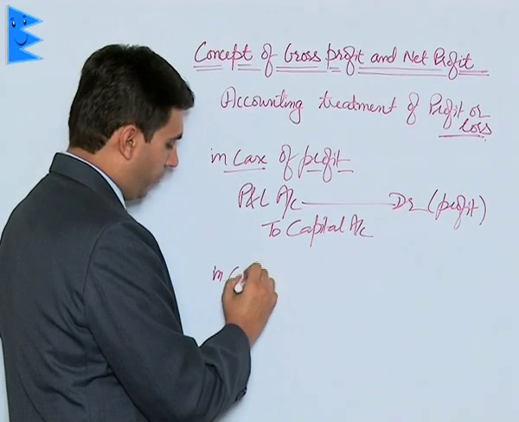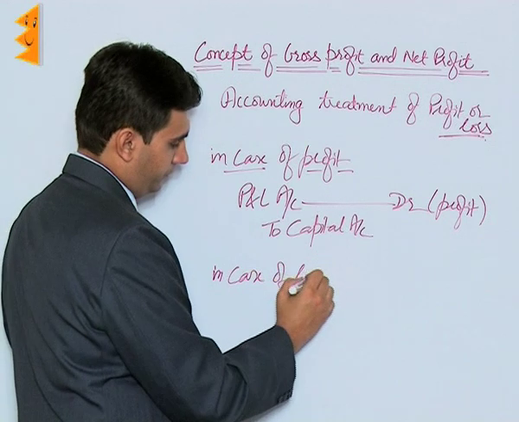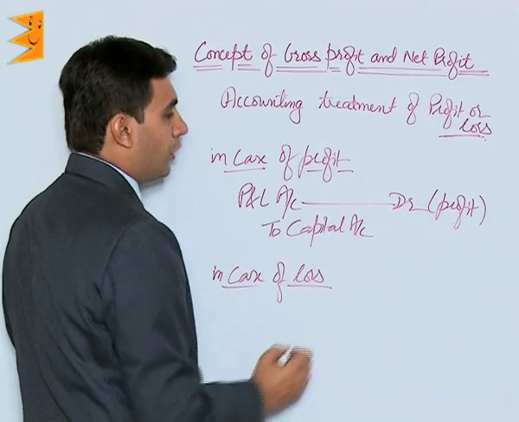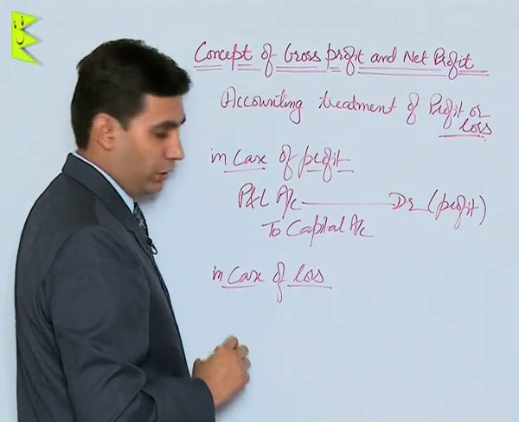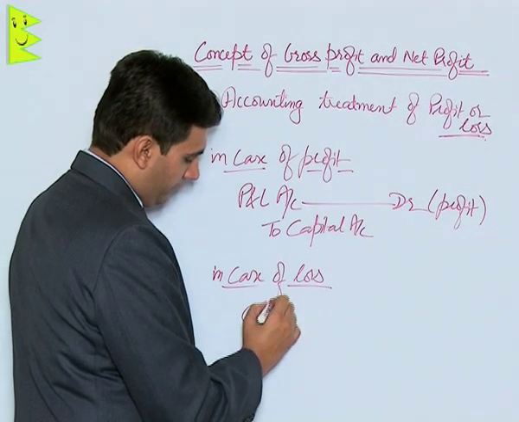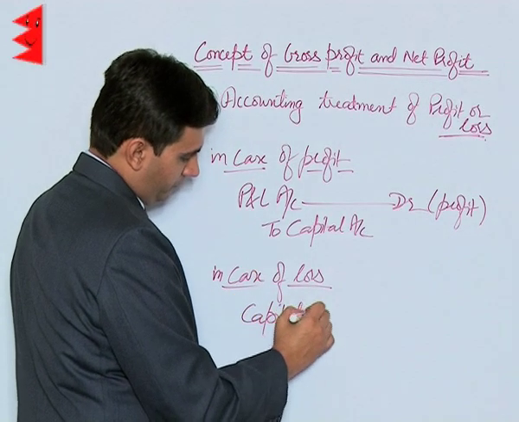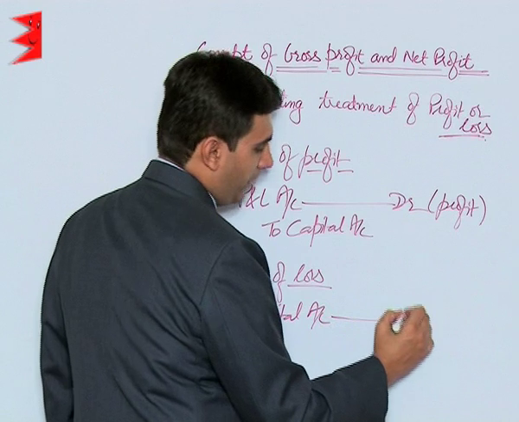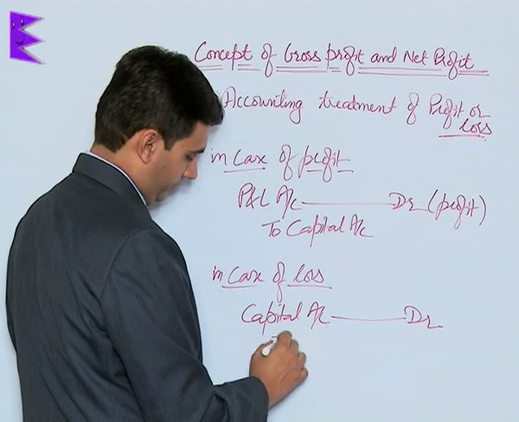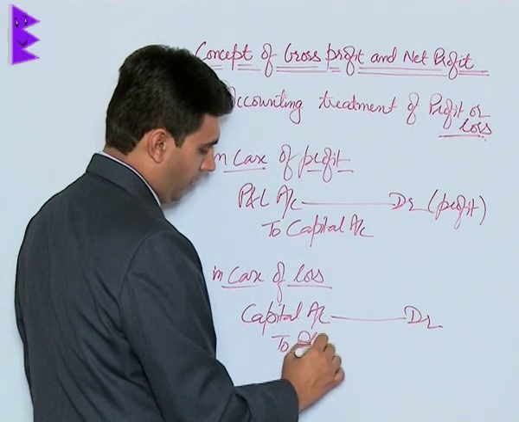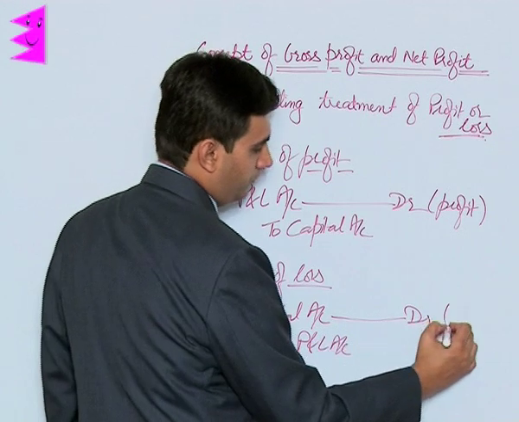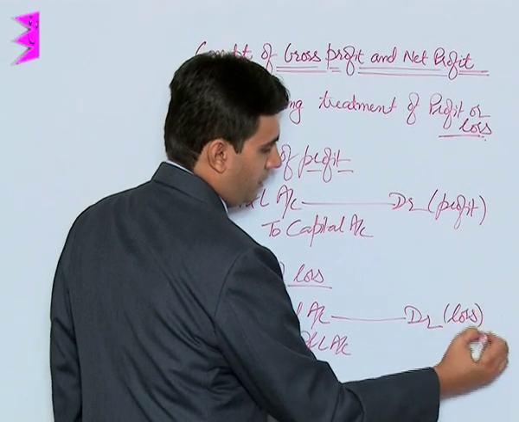and in case of loss, loss would be borne by the owner. So then entry would become capital account debited to profit and loss account, that is loss.